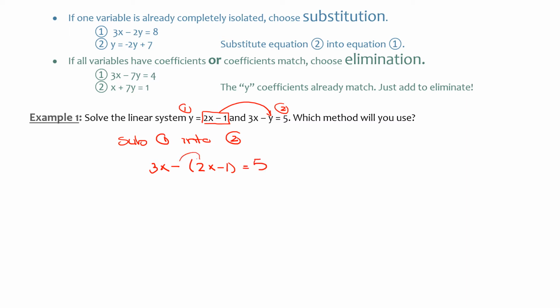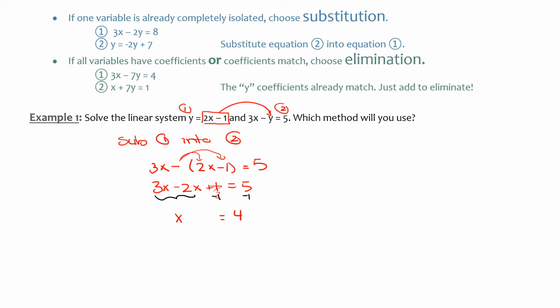So here's why I need the brackets. I have to distribute the negative in. 3x minus 2x plus 1 equals 5. Now my next step is to subtract 1 from both sides. And these are like terms, so I'm going to put those together. 3x minus 2x is x. These are gone. They make 0. Equals 5 minus 1 is 4. So I have x equals 4.